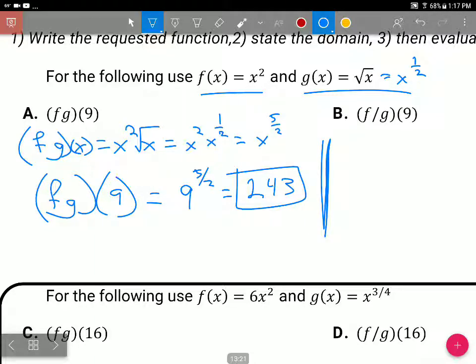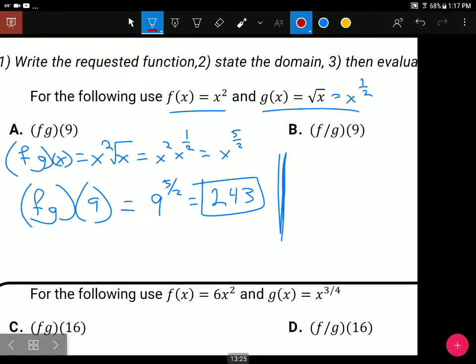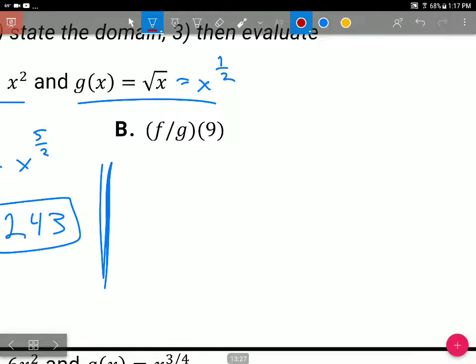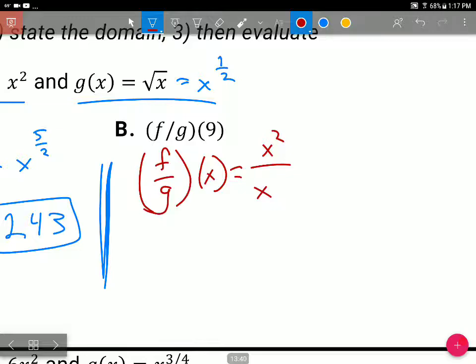Letter B, we got f over g of 9. So which function goes on top, the f or the g? The f. So we got an x squared. And what goes on bottom? X to the 1/2. That's your g function. Good.